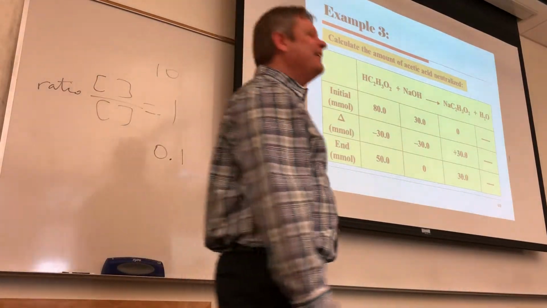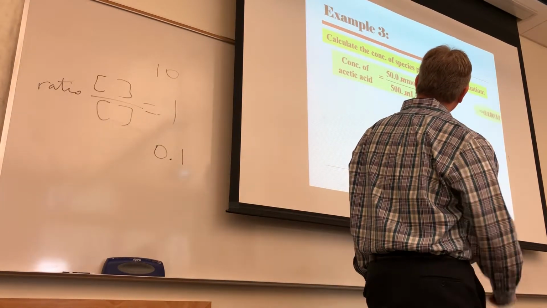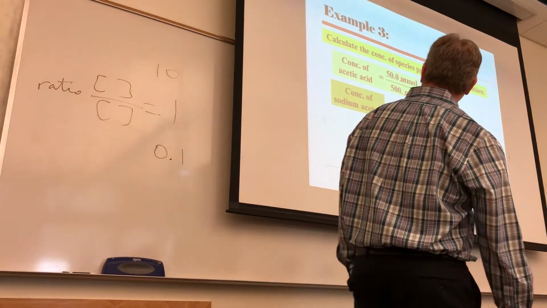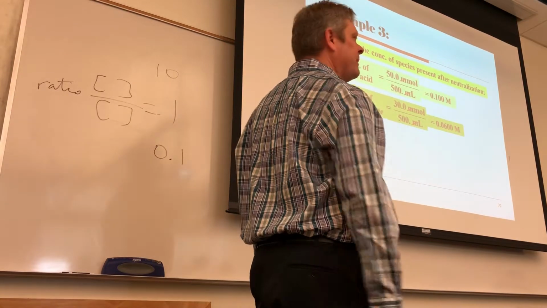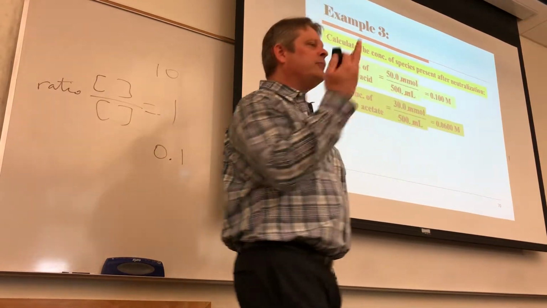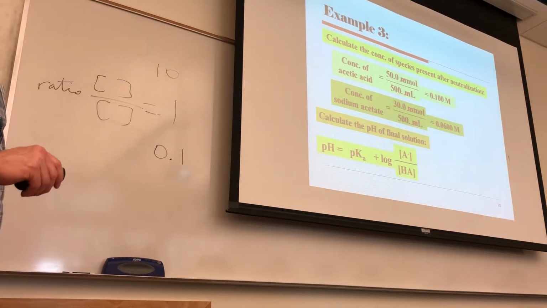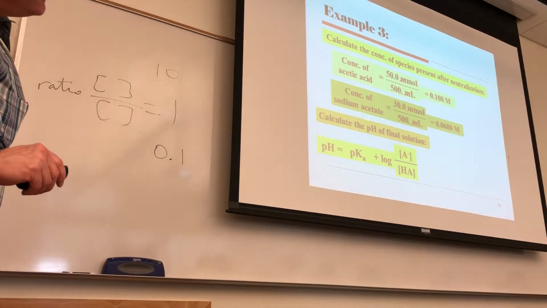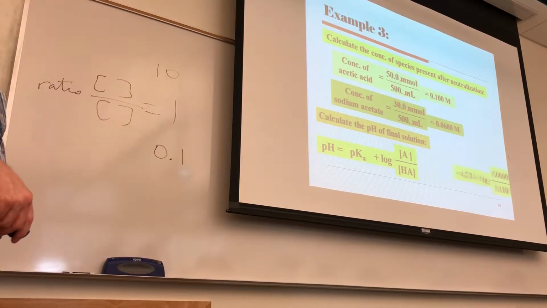Okay, so now I divide by the total volume, which is 500 mL. That gives me 0.1 molar of the acetic acid and 0.060 molar of the sodium acetate. So then I just use my Henderson-Hasselbalch equation. Now it's all the same. I know my pKa. This one here is my base, so 0.06 divided by 0.10. That gives me 4.52. So that's my pH of this buffer system.